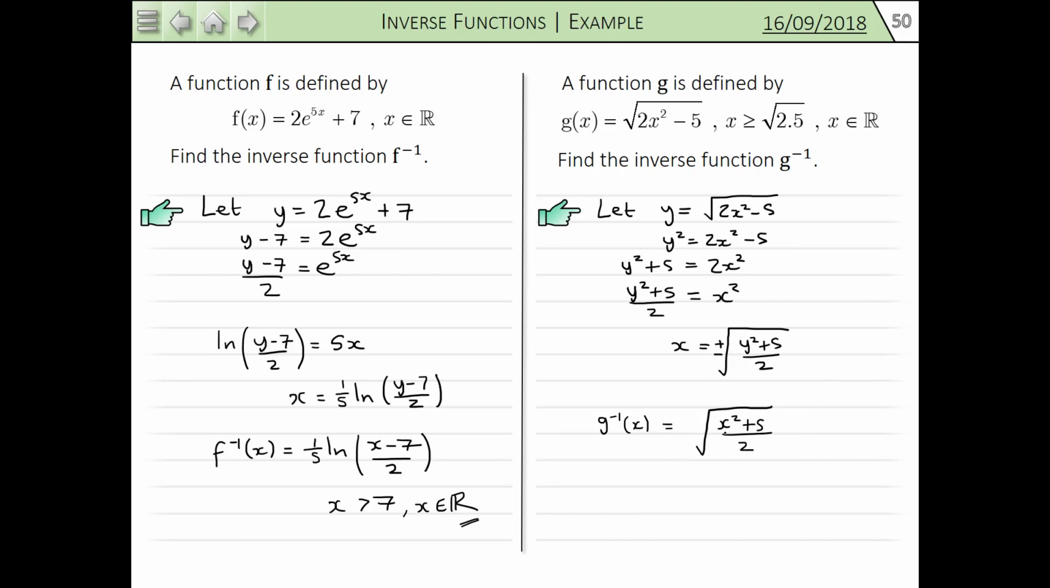To get the domain of this function here, we think about the range of the original function. If we were to put root 2.5 into this function here, we would actually get 0. And this domain was actually chosen so that we never get the square root of a negative number. So the range of the original function would be all of the values greater than or equal to 0. And that means the domain of our inverse function is x is greater than or equal to 0, with x being in the real numbers.